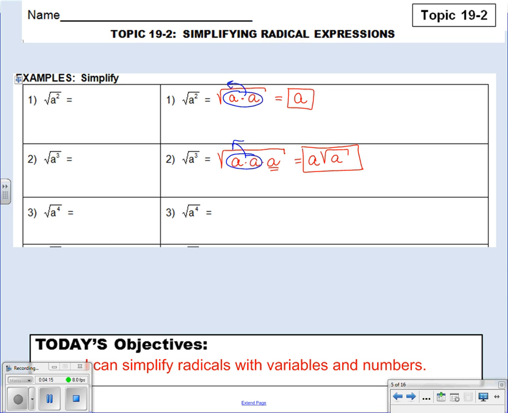Next we have a to the 4th. That means there are just 4 a's. 1, 2, 3, 4. I see a double, get out. Another double, get out. So that means there are 2 of them out there. So first double, there's the first one. Second double. No more a's underneath my radicals, so my radical's gone. Well, a times a is just a squared.